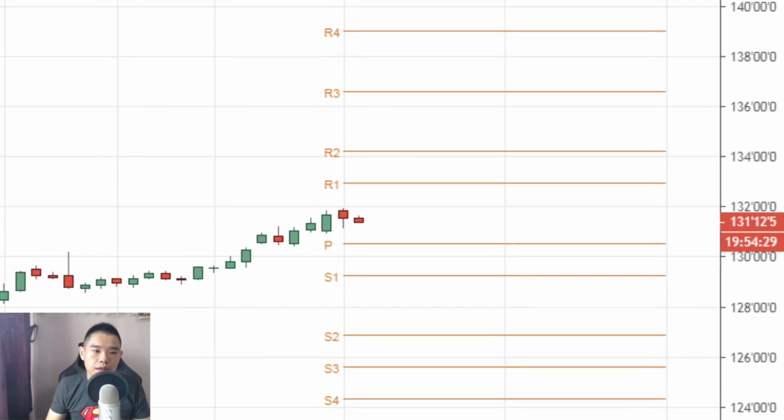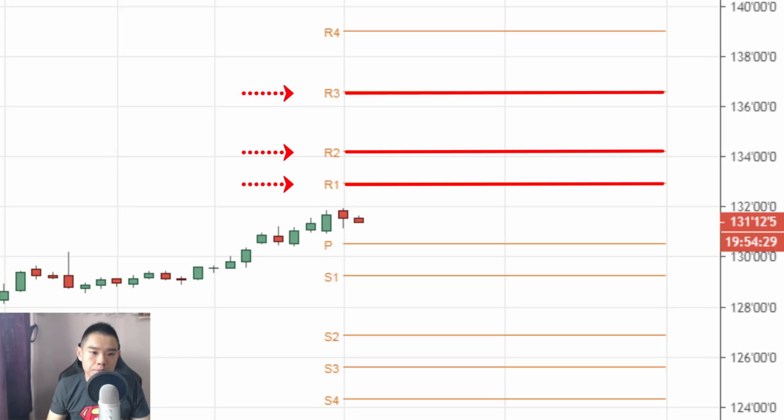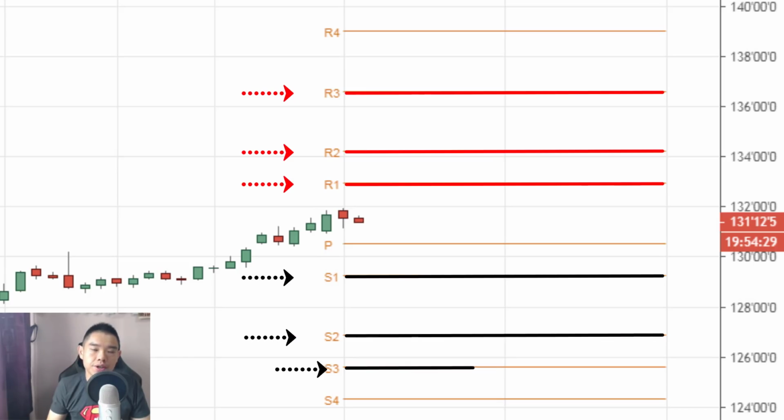So what this tells you is that based on the previous day prices, these are the current pivots for today. So you might find resistance at this level, resistance here, and resistance here. You might find support at this level, here, here, and here. Okay, so this is how pivot point works, and you can use this as target profit to exit your trades, where you might not have an idea where you should exit your trade. Pivot points can be used to help you define your target profit.